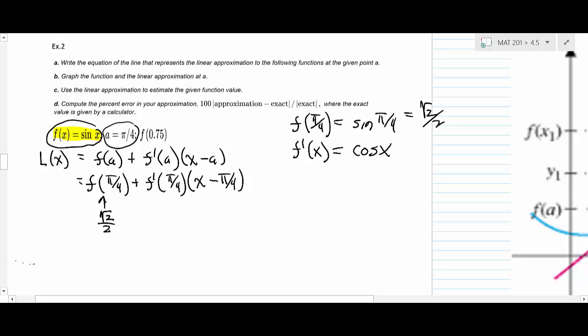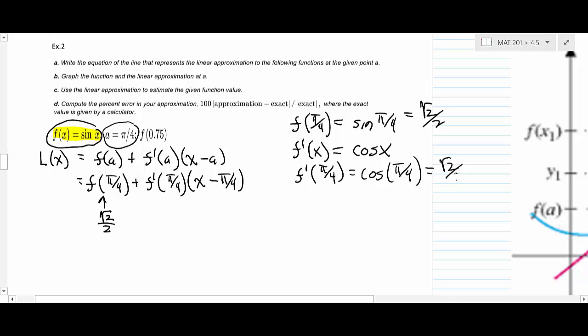Cosine of x, good. Simple derivative. So now you're going to do f prime at, not square root of 2 over 2, I'm ahead of myself, at pi over 4, like that. So we're doing f prime of pi over 4. So that would be cosine pi over 4. Tell me what that is.